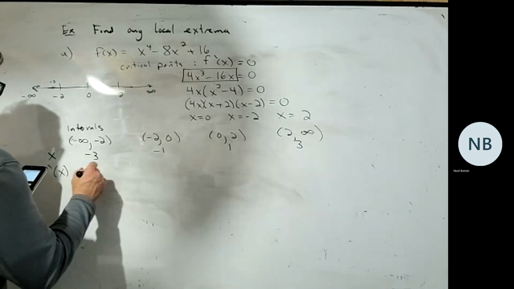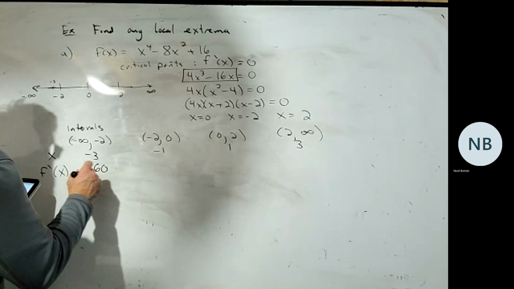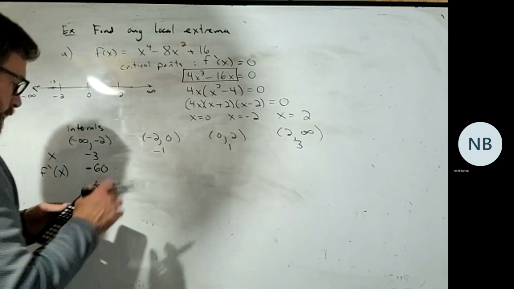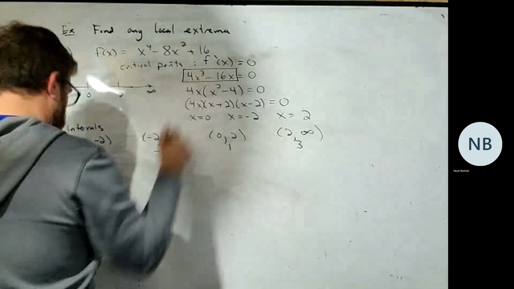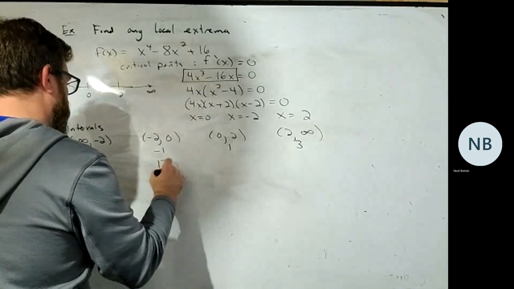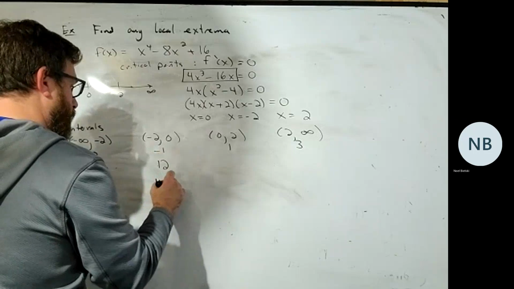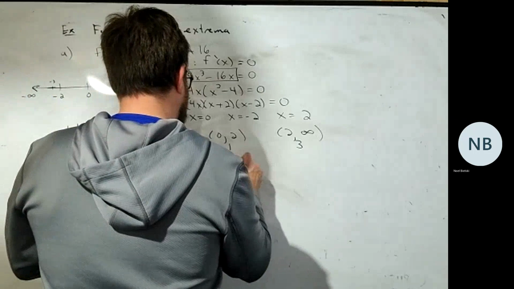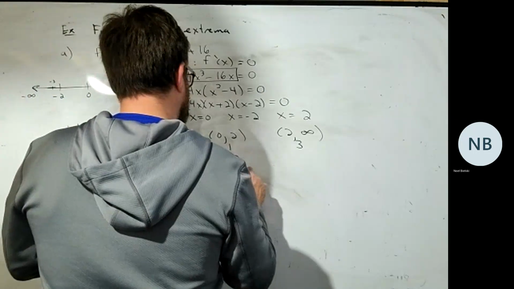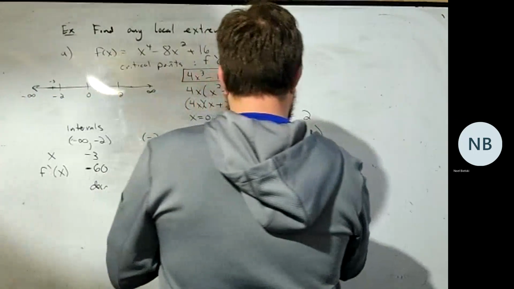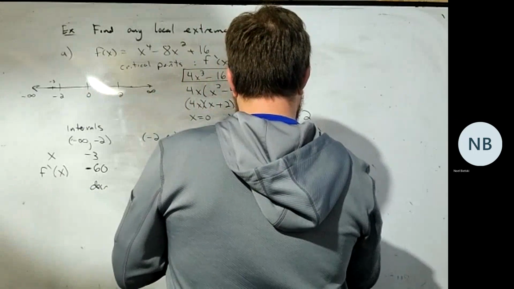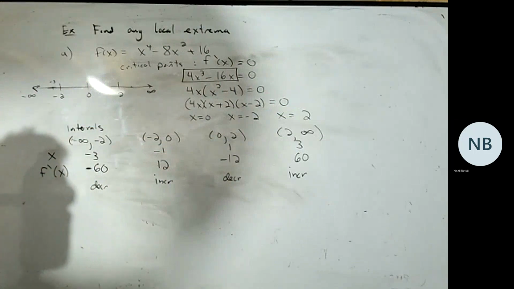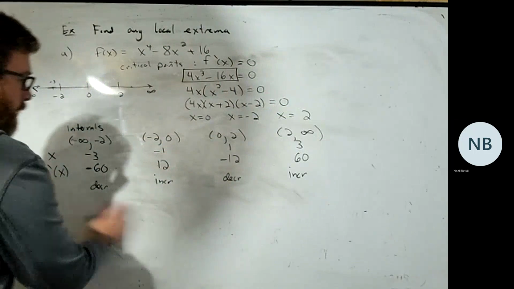So this number gives me -60. Since this is a negative number, this interval is decreasing. When I plug -1 into this function, I get +12, therefore this is increasing. Plugging 1, I get -12. Therefore this is decreasing. And when I plug in 3, I get +60. Therefore this is increasing. So you have to show the values of the derivatives to prove it's increasing. You have to show that. That's the calculus that we're doing.